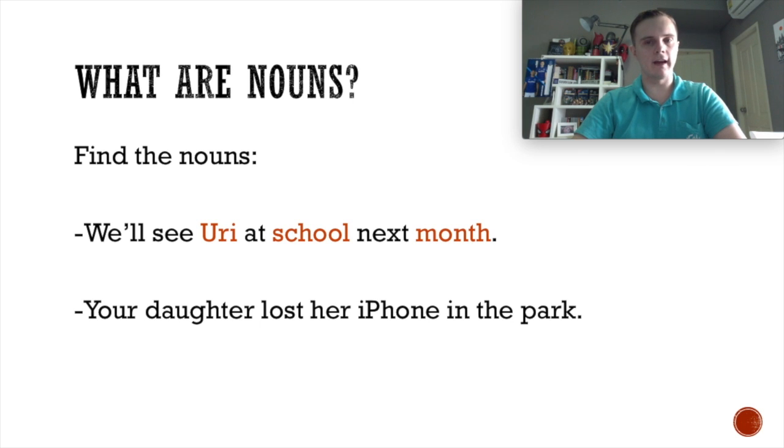Your daughter lost her iPhone in the park. Your daughter lost her iPhone in the park. Do you see the nouns? Okay, the first noun, daughter. Do you know what the word daughter means? Like if you are a girl, you are your mum and dad's daughter. Daughter means like the child of, the female child of a person. Next noun, iPhone. iPhone is a thing. And next one, what's the next noun? Park. Park is a place with trees and grass where you can go to play football or sit and relax.